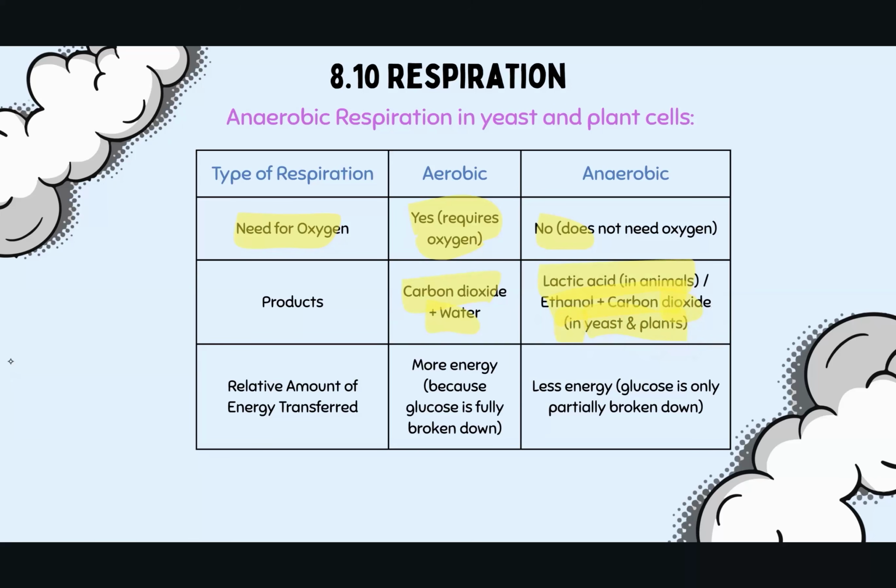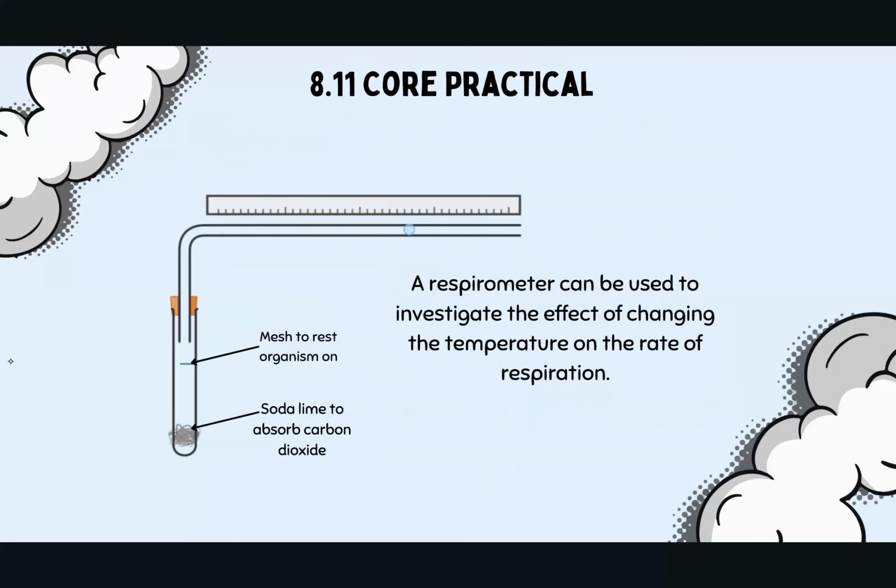Now, the relative amount of energy that's transferred: aerobic transfers more energy because there's plenty of oxygen, so the glucose is fully broken down. It's like saying complete combustion. Complete combustion releases more heat energy. Aerobic is, in a sense, a complete combustion. It's a complete reaction, so it releases more energy. Anaerobic releases less energy because the glucose is only partially broken down. It's converted to lactic acid.